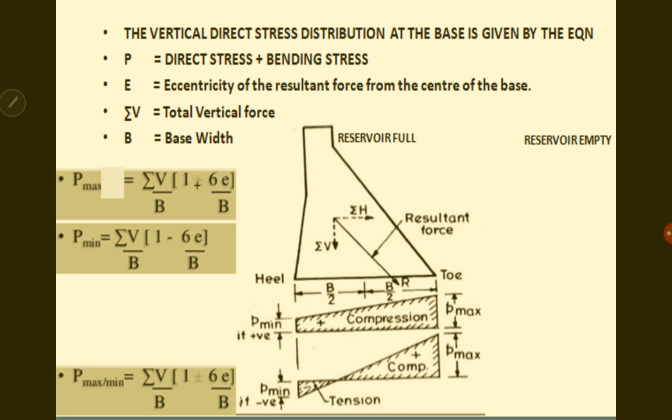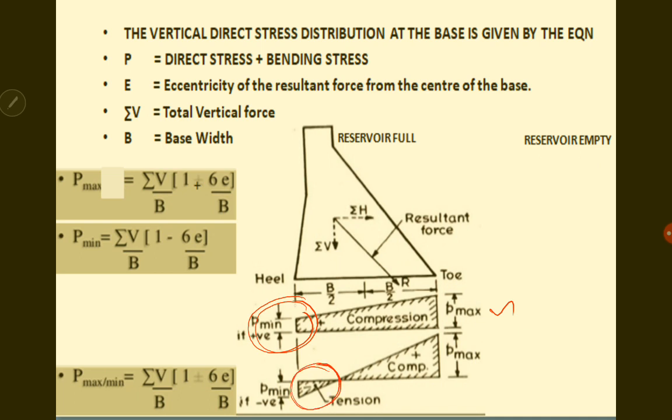Now, what is this P max and P minimum? P max is equal to sigma V by B, 1 plus 6E by B. And what is this P minimum? We have already found it before, that is sigma V by B, 1 minus 6E by B. That is the P minimum and P max. So this value of P minimum must never turn negative. Okay, if it turns negative, then the structure will fail.